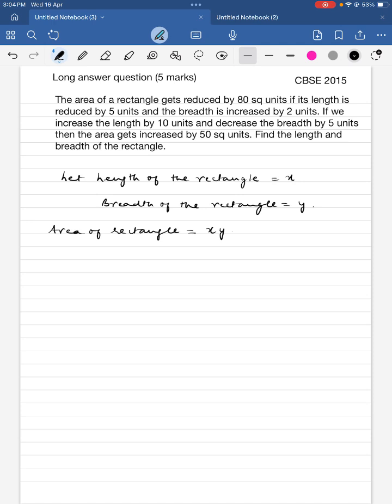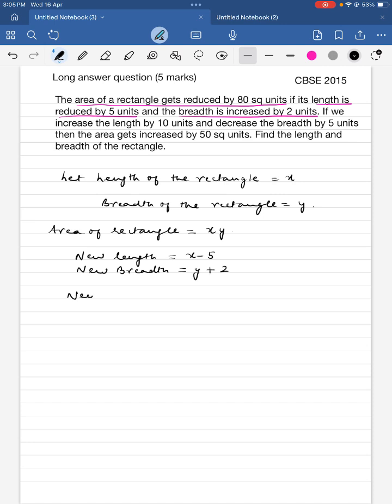Okay. Now, let's go back to the question. They've said that the area of the rectangle gets reduced by 80 square units. When does this happen? When the length is reduced by 5 units and the breadth is increased by 2 units. Okay, so let's use this information. Now, what is the new length that they've mentioned? The length is reduced by 5 units. So, the original length was x and now the new length would be x minus 5. What about the new breadth? They've mentioned that the breadth is increased by 2 units, which means the breadth now becomes y plus 2.